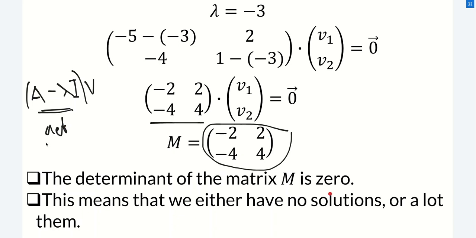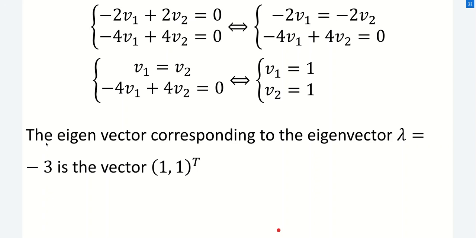All right. So now, this means that we either have no solution or a lot of them. If you have a line, it means it's going to have a lot of combinations, a linear combination of that vector. But we don't want this. We prefer the second one, which is a lot of solutions, and that is what we use to determine our eigenvector.